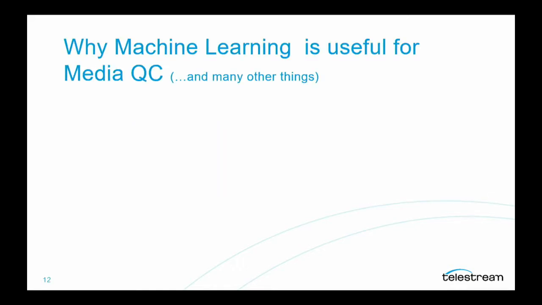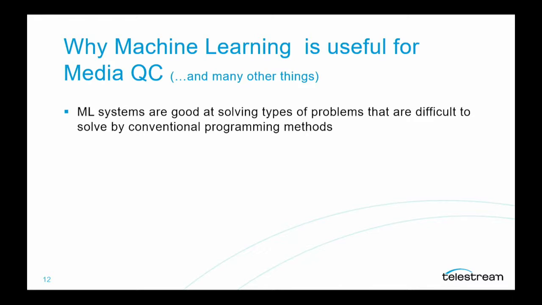So let's talk about why machine learning might be useful for media QC and indeed a whole host of other things. Firstly, it turns out that ML systems are really good at solving problems that are really difficult to solve by writing code, if not impossible. I challenge anybody to write code to recognize that that face is Anderson Cooper. You can't do it, right? Or if you can, I'm amazed.